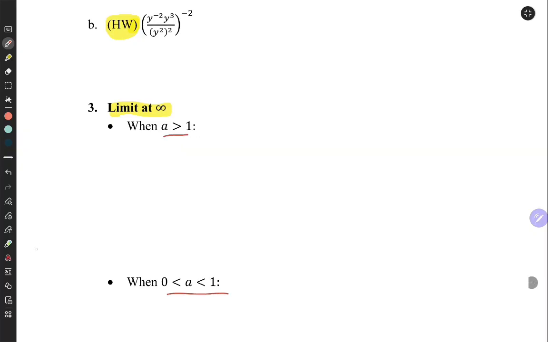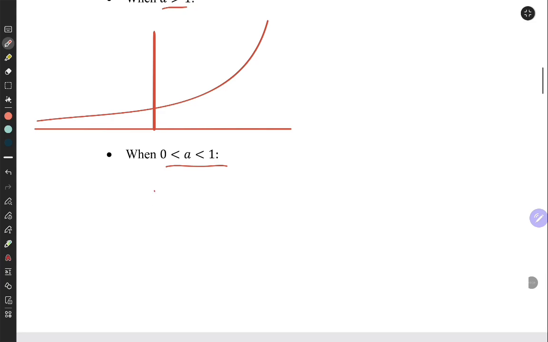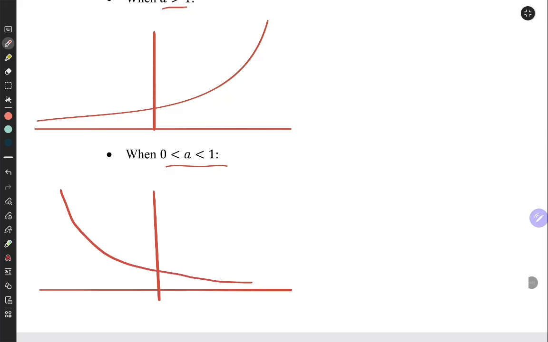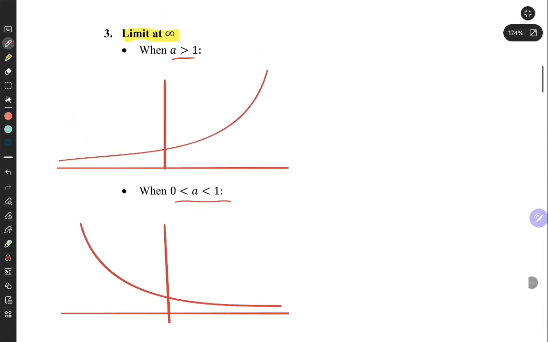2 cases. I hope you're familiar with these 2 plots. When A is greater than 1, you have that, and when A is between 0 and 1, you basically have an increasing and a decreasing function like that. So, limit at infinity.